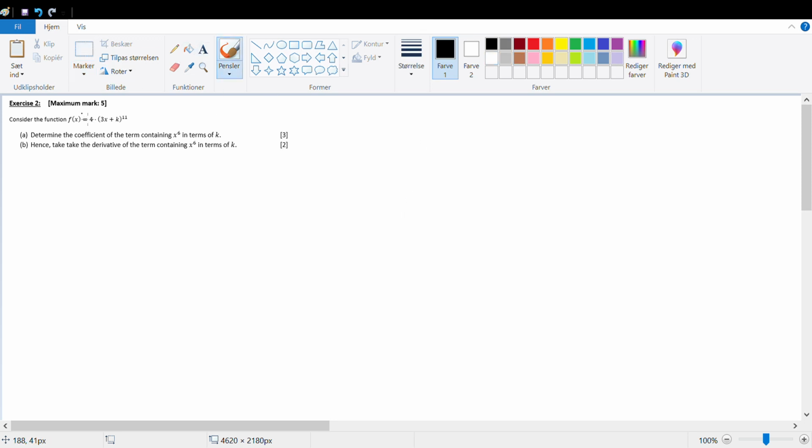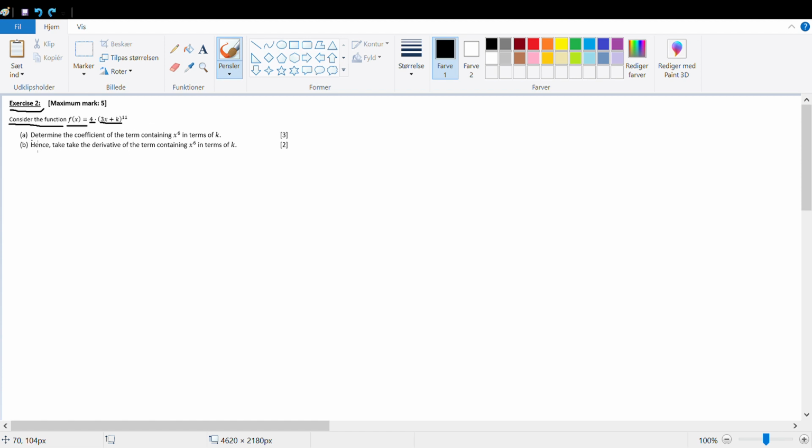Okay, we're now going to look at exercise 2 on paper 2. Now, this one had some difficulties, but it's very similar to the other one that we did about binomial expansion. Consider the function f of x is equal to 4 times (3x plus k) to the 11.